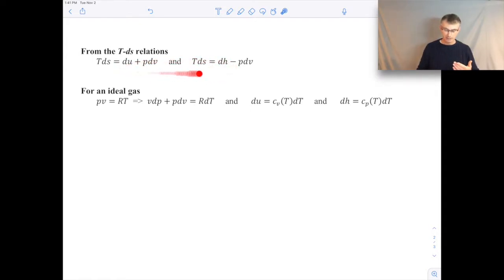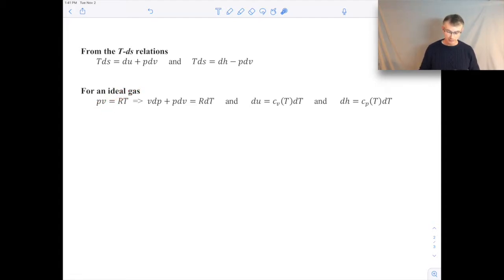And they're general. These equations are general equations. They're not specific for incompressible substances or ideal gases. They're just general. And what we're going to do is take these general equations that relate properties and then combine them with our specific expressions for an ideal gas model.